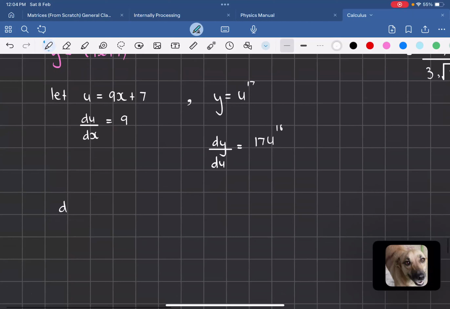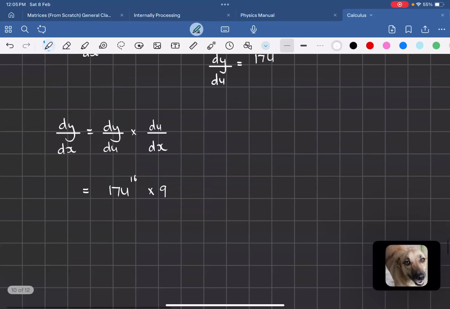So to get dy dx, it's just a simple matter of saying dy du times du dx. So that'll be equal to 17u to the power 16 multiplied by 9. Right? So Nicholas, what is 17 by 9?